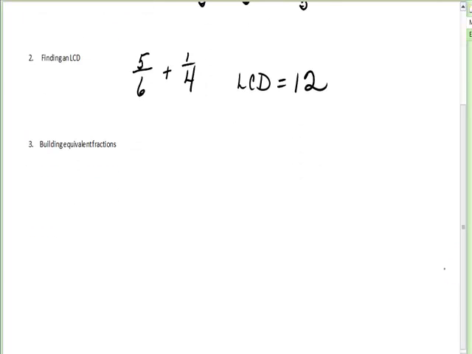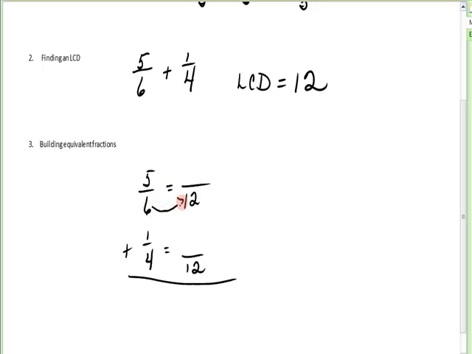The last thing is, suppose that we did have 5/6 plus 1/4, and we determined that the common denominator was 12. Then we would need to build equivalent fractions. We'd say, well, 6 has changed. What is 6 multiplied by to turn it into 12? The answer is 2. So do the same thing to the top. We get 10/12. 10/12 is equivalent to 5/6. So that'll be the last thing that we do in these exercises.